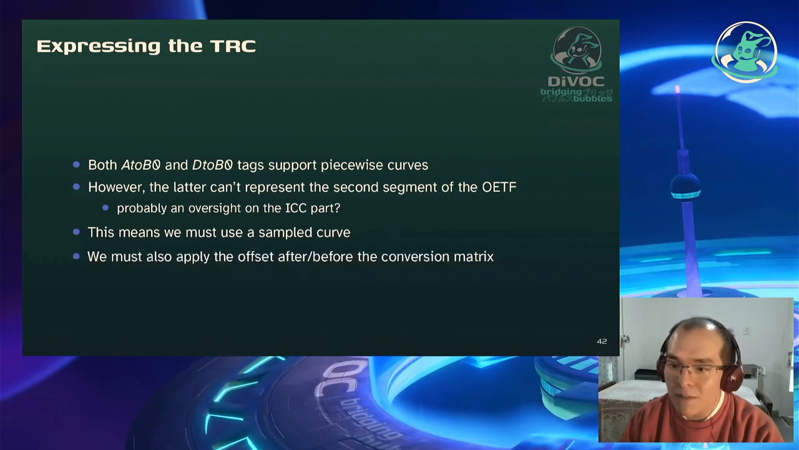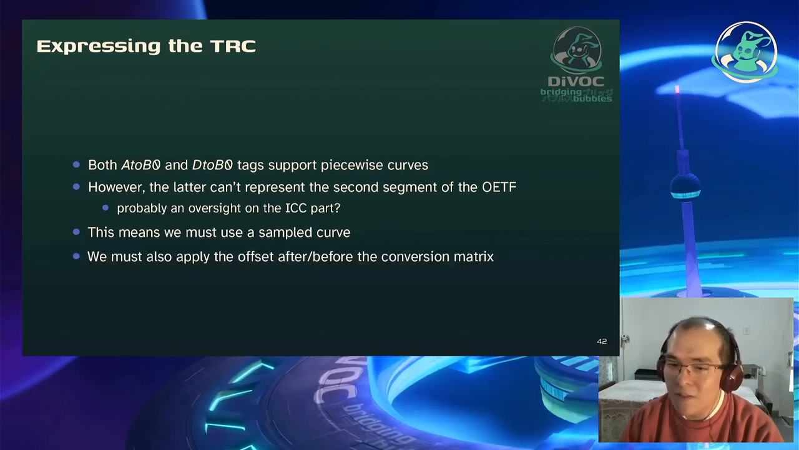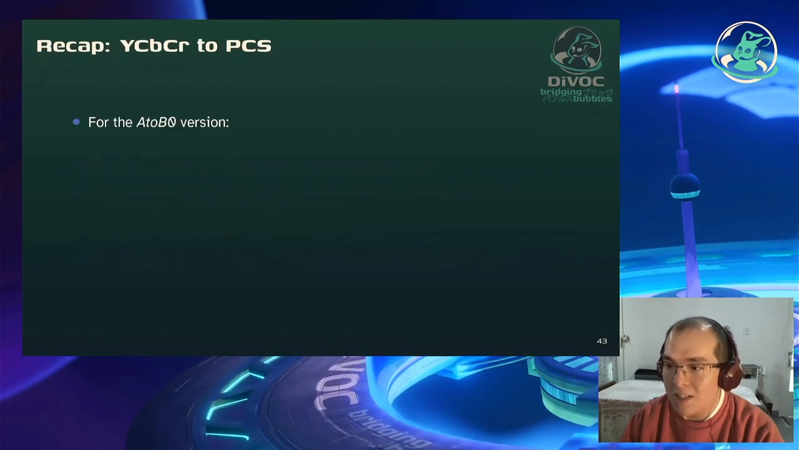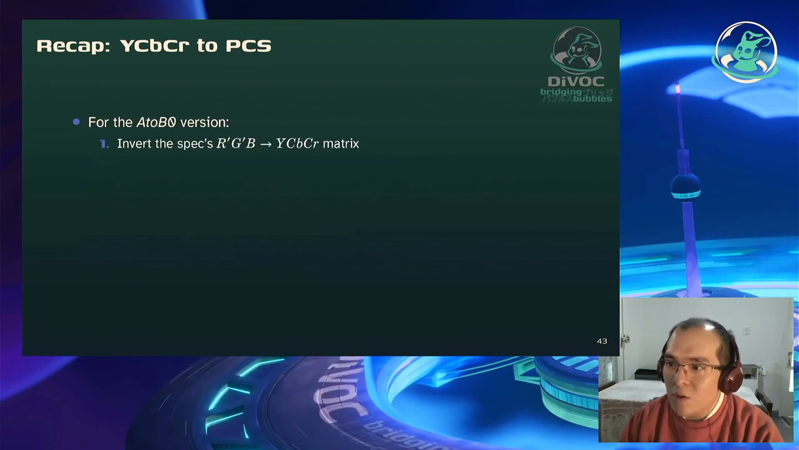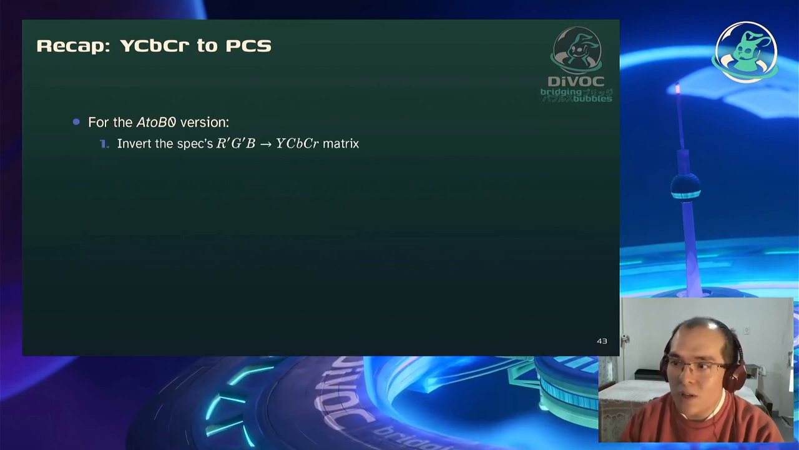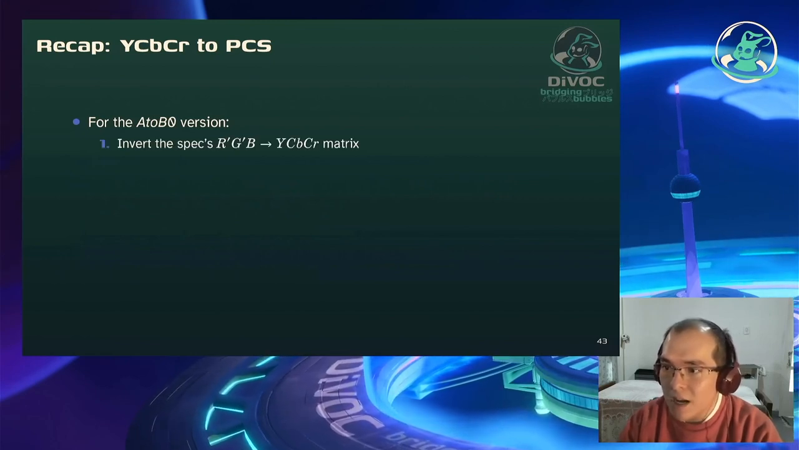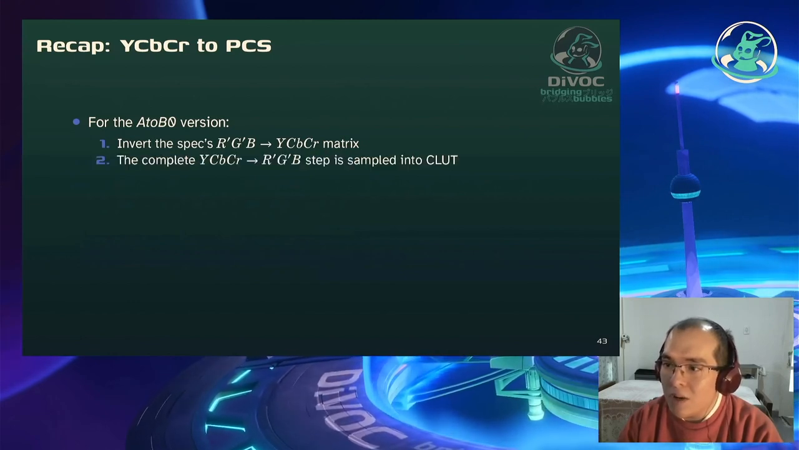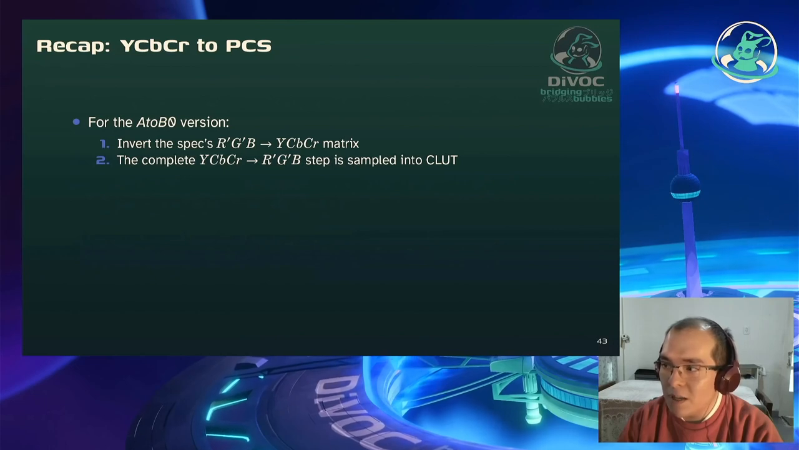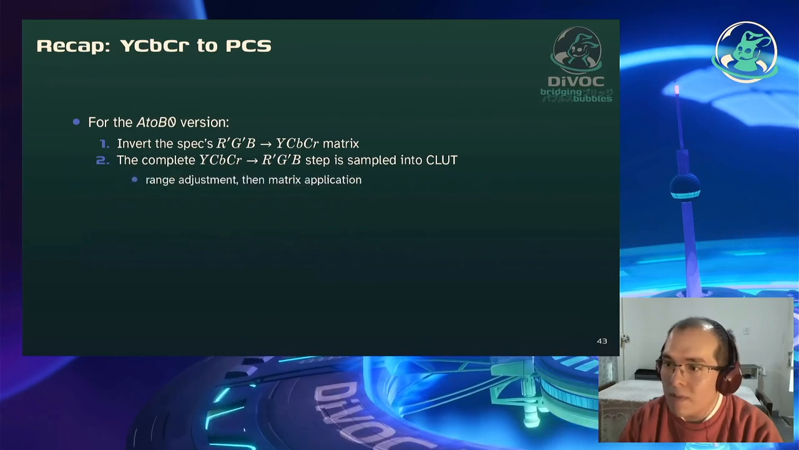And this hasn't accounted for the fact that we must also apply the offset after and before the conversion matrix, depending on the direction. So for the A to B0 version, first we need to invert the specification RGB to YCBCR matrix, then apply the complete ICBCR to RGB step into a color lookup table.